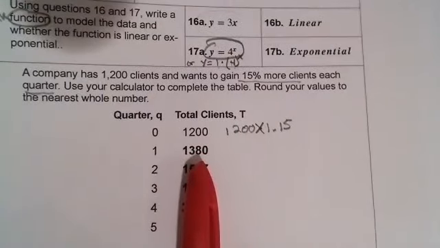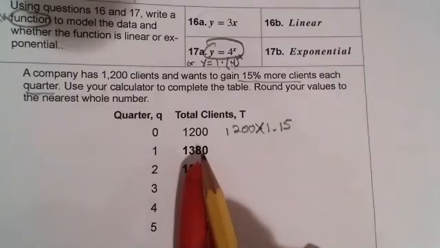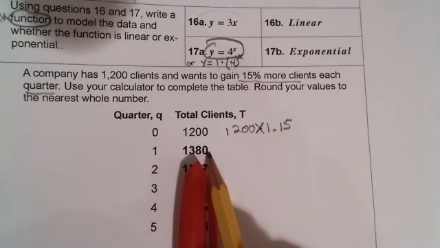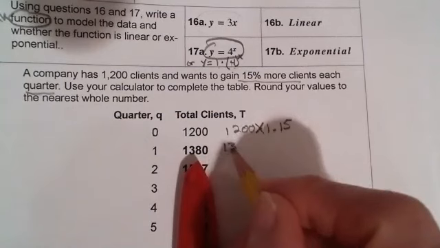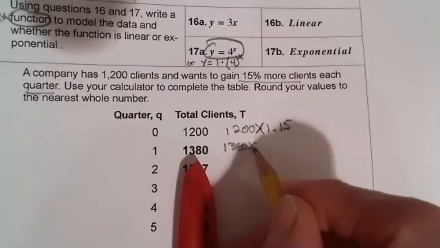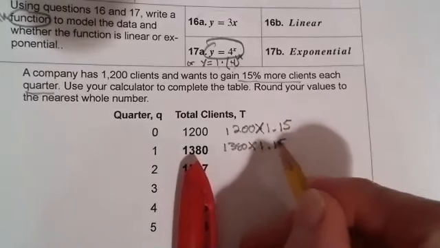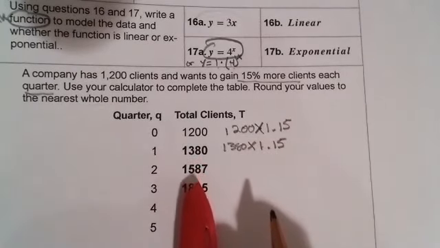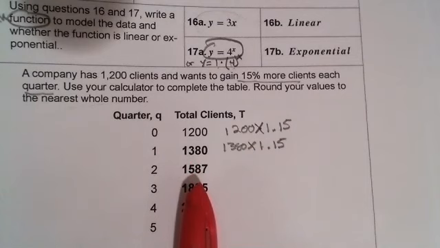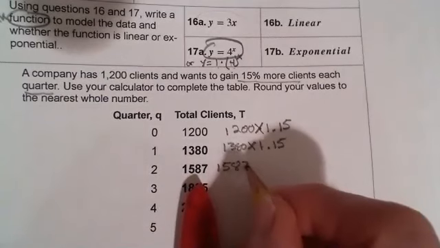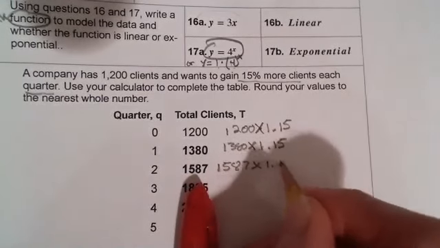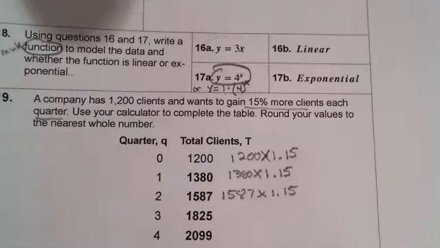But they want to know, how about after 2 quarters? Now, this is really important. I got to take the new answer. I'm pausing for emphasis here. New answer here, 1,380 clients. I got to take that 1,380 times 1.15. That will give me 1,587 clients. I got to take that new answer, 1,587, and multiply it times 1.15. And I'll keep doing that to fill it out after 5 quarters.